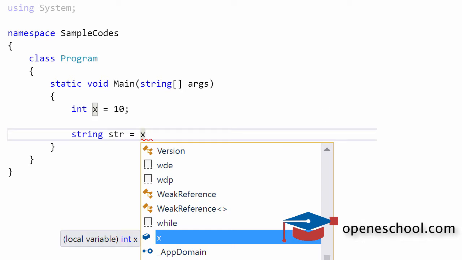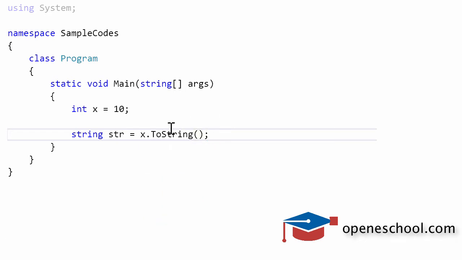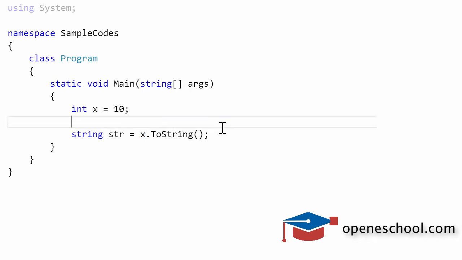The easiest way is to simply put the dot operator along with the x variable or any other variable for which you want to convert the value, and call the toString function. So you will notice that this toString function is available with almost everything, almost all variables that you create using C sharp. So if we call this toString function, what it will do is it will convert the value of this variable x into string, and it will store it in this variable str.